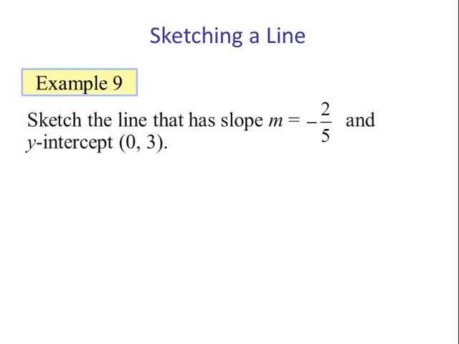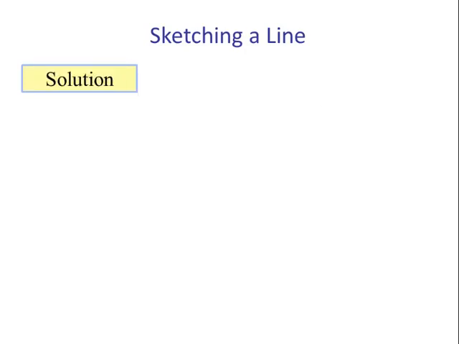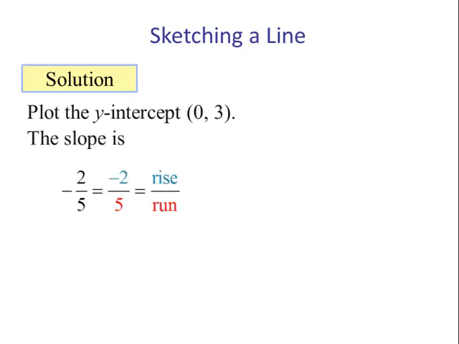Sketch the line that has the slope m equals -2/5 and the y-intercept 0, 3. Solution: we first plot the y-intercept. The slope is -2/5, which we could write as a -2 over a +5, or we could have done a +2 over a -5. Let's do the first one.